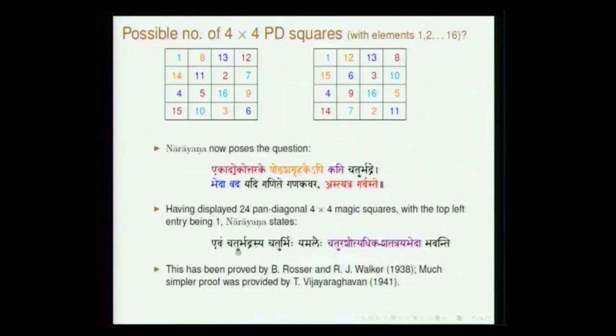And then after discussing, he finally concludes, evam chaturbhadrasya chaturbhihi yamalaihi chaturashityadhika shatatraya bhedaha bhavanti. See, chaturashiti is 84, adhika is plus, shatatraya 300. So, 384 possibilities are there. This has been proved by Rosser and Walker in 1938, and a much more elegant proof has been provided by T.